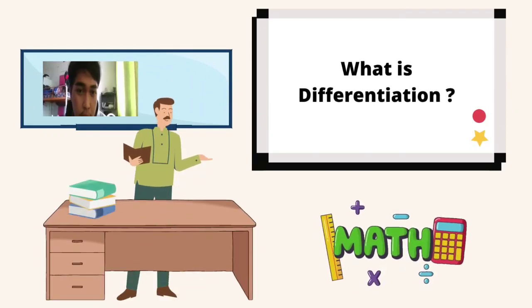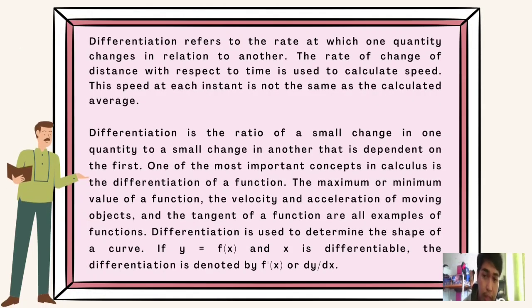So talk about differentiation. Many people will ask, what is differentiation? Differentiation refers to the rate at which one quantity changes in relation to another. The rate of change of distance with respect to time is used to calculate speed. This speed at each instant is not the same as the calculated average. Differentiation is the ratio of a small change in one quantity to a small change in another that is dependent on the first. One of the most important concepts in calculus is the differentiation of a function.